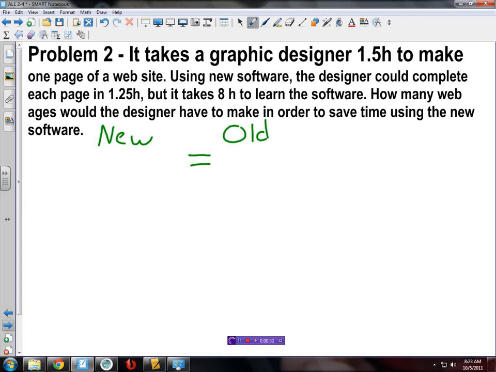All right. Let's start with new software. How long will it take them to make web pages with the new software? Let's ask Ryan. 1.25 hours. That's not everything. What else is there?